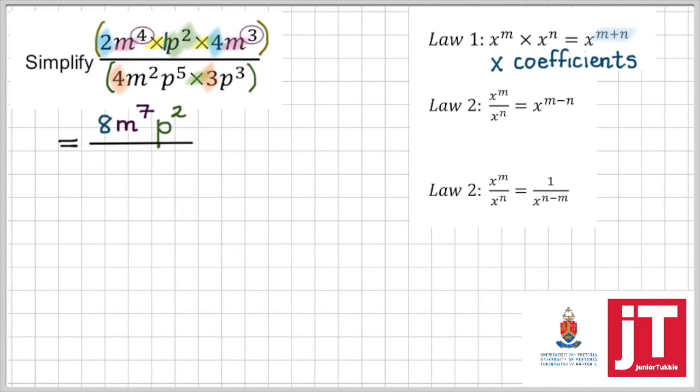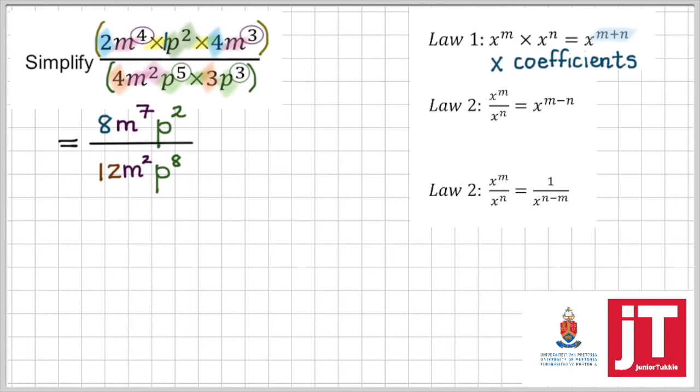We are still using law number 1, and we remember that when multiplying, we multiply coefficients. So we start off by saying 4 times 3 is 12. We have an m in the denominator, but there's only one term containing m, so it stays m to the power of 2. There is also a p in the denominator, p to the power of 5 times p to the power of 3. So we add those exponents and end up with p to the power of 8.